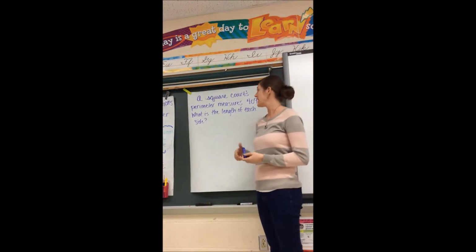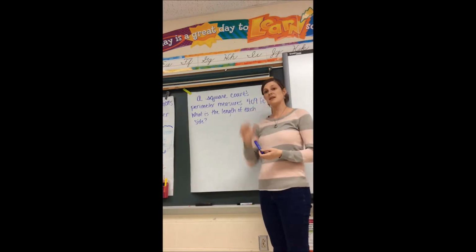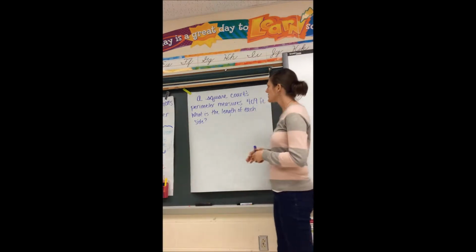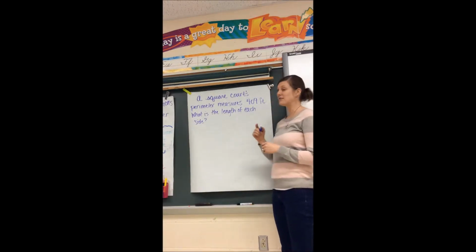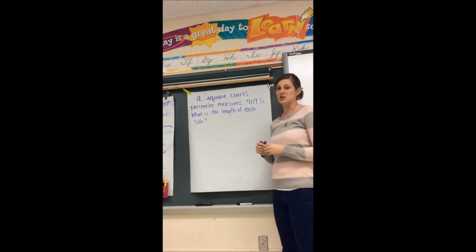Here's how to express a division expression as a mixed number and a decimal. So we have a problem that says a square court's perimeter measures 409 feet. What is the length of each side?